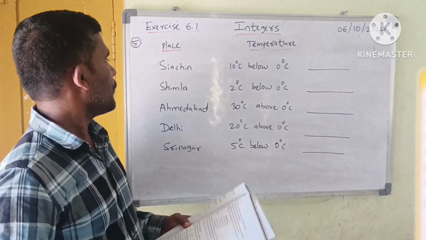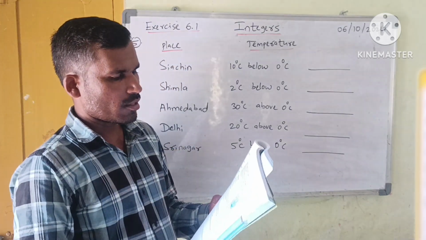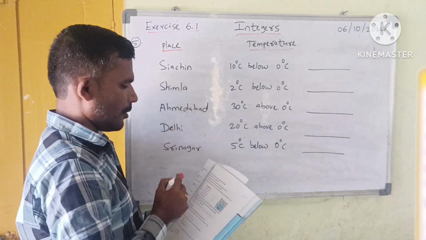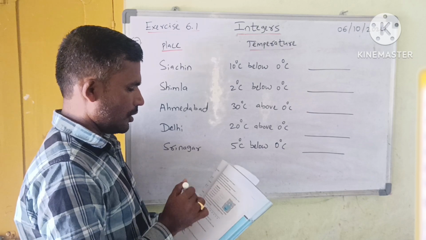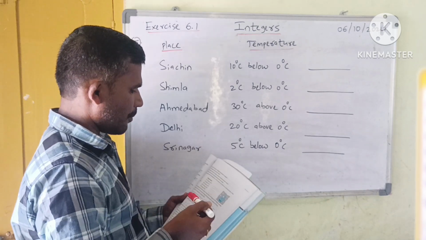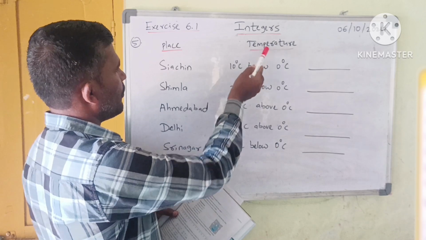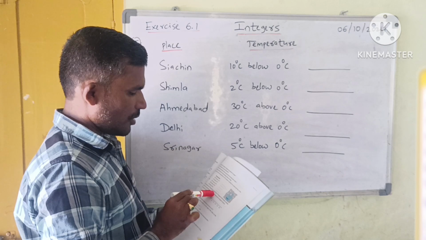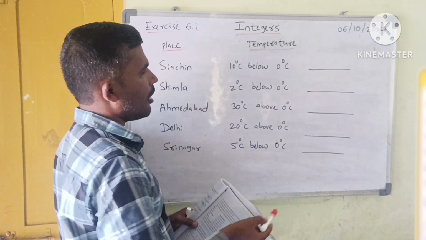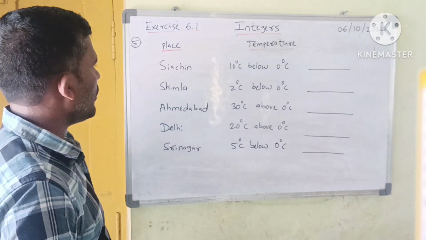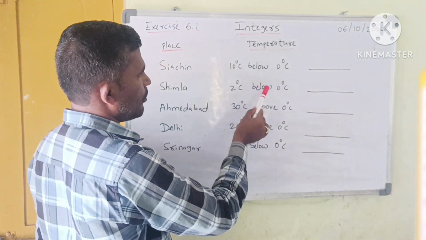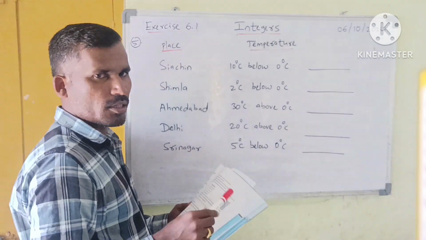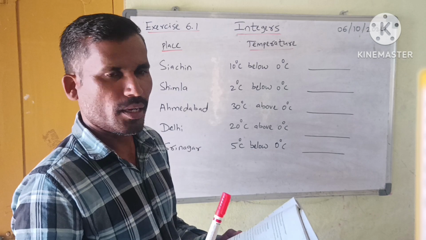Okay. Next, the fifth one. Following is a list of temperatures. He has given the temperatures of 5 places in India, 1, 2, 3, 4, 5. He has given the place and the temperature. And what is being asked in part A: write the temperatures of these places in the form of integers in the blank column. He has given the word form, like below 0 degrees, above 0 degrees. So now we have to take the integers. Integer form is nothing but plus or minus.